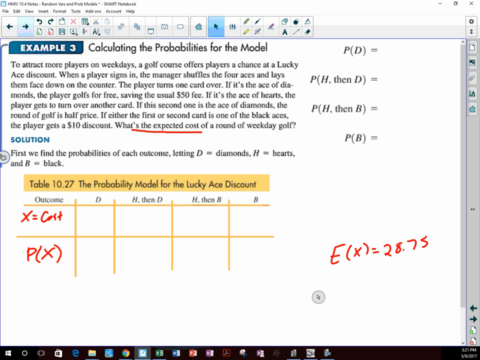So to start with, we're going to find the probabilities of each outcome. We have D is going to be diamonds, H is going to be hearts, and B is going to be black. And I also have over here to the side, we're going to use some of our probability notation and find those probabilities over here. So the probability of a diamond is going to be 1/4.